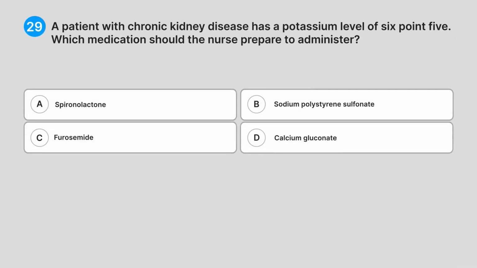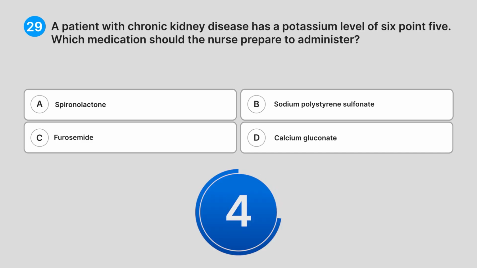29. A patient with chronic kidney disease has a potassium level of 6.5. Which medication should the nurse prepare to administer? A. Spironolactone. B. Sodium polystyrene sulfonate. C. Furosemide. D. Calcium gluconate. Can you guess the answer?